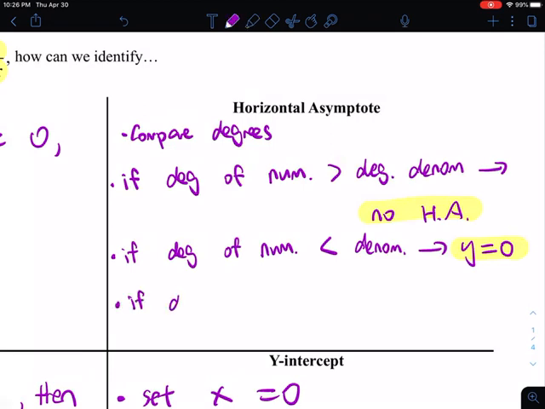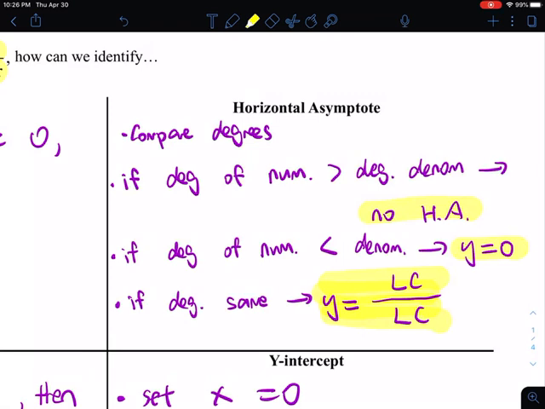So then the last case, if the degree is the same, then my horizontal asymptote will be y equals the leading coefficient of the top divided by the leading coefficient of the bottom. I know these words we've seen before, but you may have forgotten what they mean. But I promise you, once we do some examples, it will be much more clear.